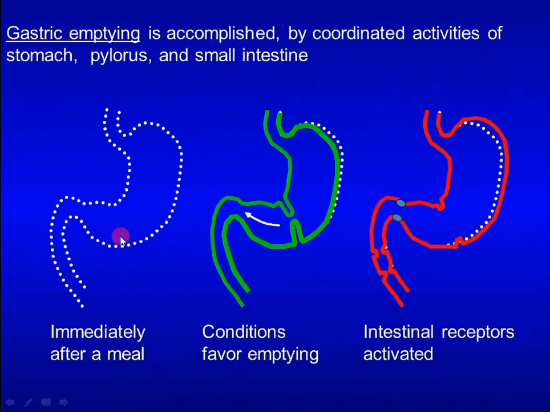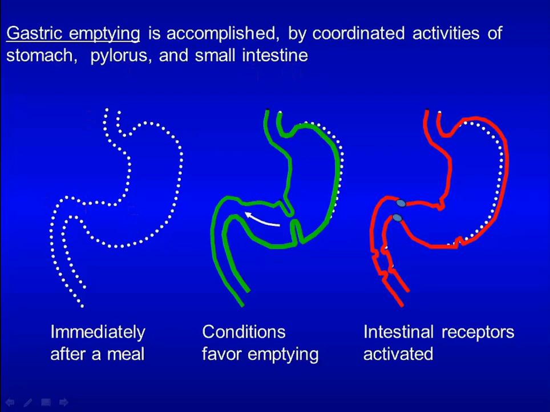The caudad area of the stomach functions as a pump to propel food into the duodenum. The antral pump is driving force for gastric emptying. It is accomplished by stomach, pylorus, and small intestine. This is the stomach immediately after a meal.